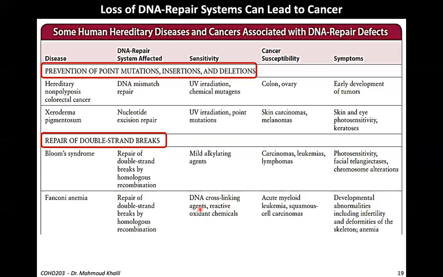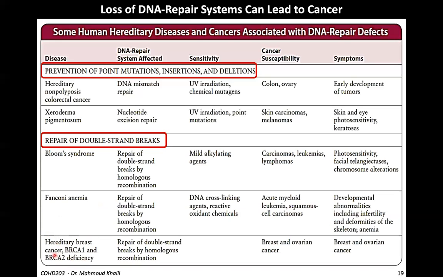This ethidium bromide has been used in agarose gel electrophoresis. It has been banned in most countries due to its severe effect of chelating with DNA, leading to mutation. The major cancers that may arise are acute myeloid leukemia and squamous cell carcinomas. Of course, the symptoms include developmental abnormalities, including anemia and also infertility.